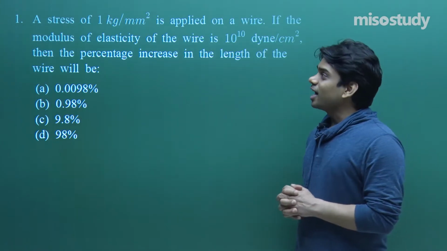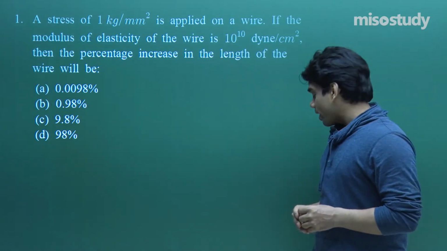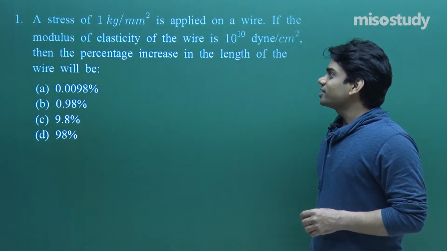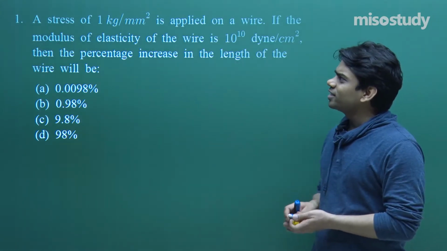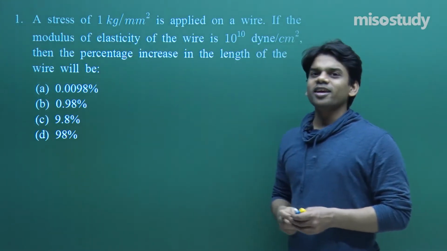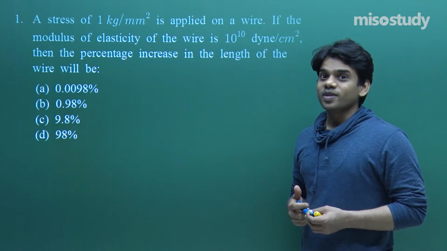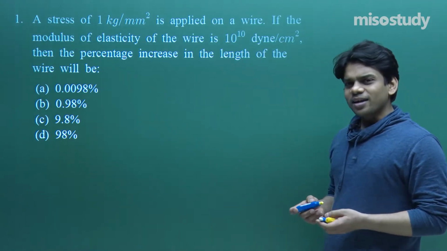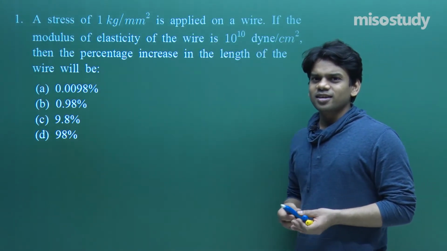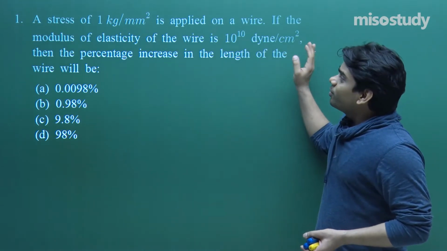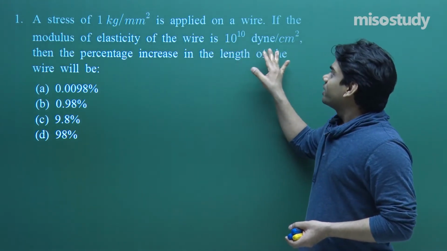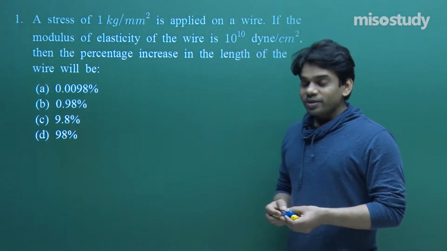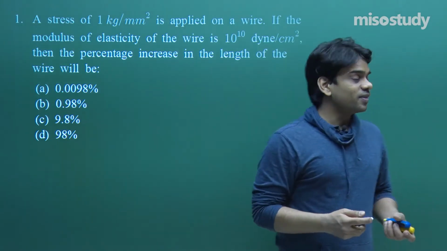Now see, it's given that a stress of 1 kg per square mm. The mass unit is in SI unit and the area unit is in square mm. That's two different units, but it doesn't matter as far as we get the answer. If the modulus of elasticity of the wire is 10 to power 10 dyne per square centimeter, let me write down the specifications that have been given to us.